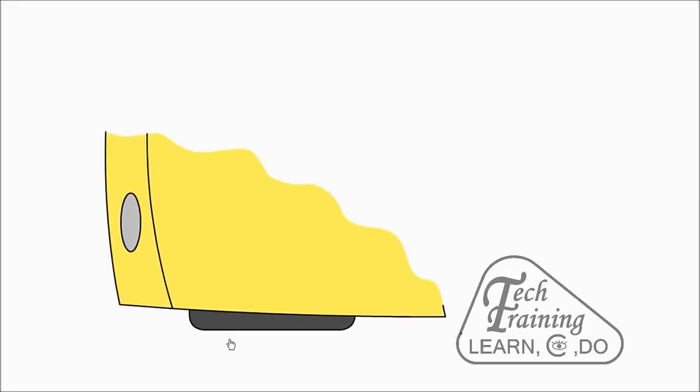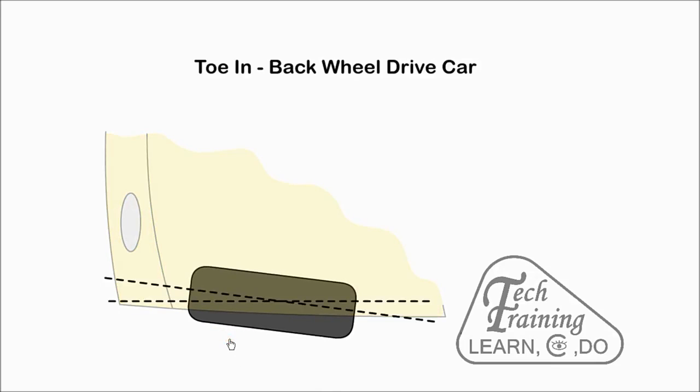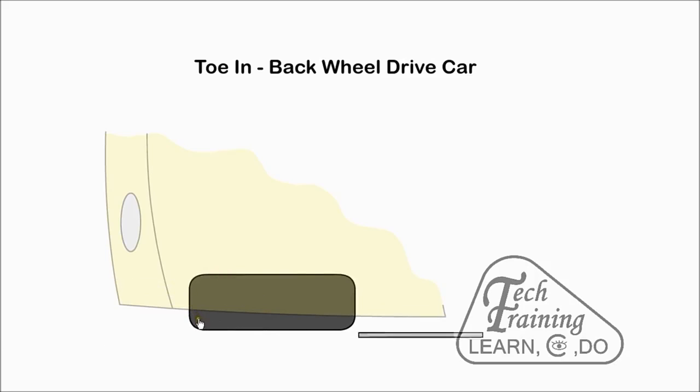Ideally, when a car is cruising on a straight road, the front wheels should be parallel. With toe in, the front of the wheels are set slightly towards each other. This is normally used on a back-wheel drive car. When the back wheels drive the car, the front wheels will tend to splay out or straighten as any slack in the steering system is taken up.